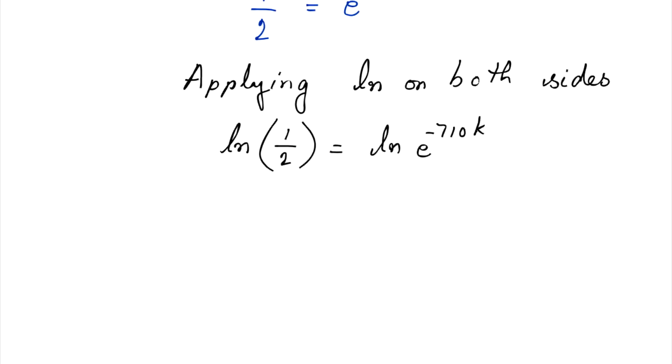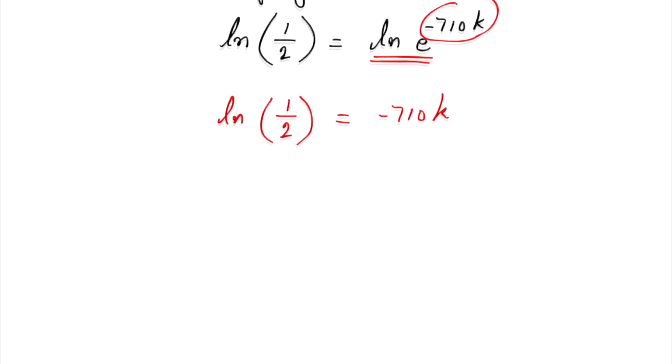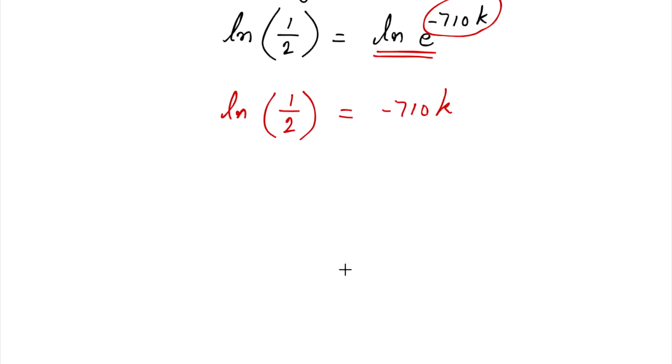Okay, here on the right side, ln and e cancel each other out. So when that happens, we are left with the exponential part of the term, negative 710k. So we now have ln 1 by 2 on the left equals negative 710k. Now ln of 1 by 2 can be found by using a calculator. So the value is negative 0.6931. Okay, so this equals negative 710k.